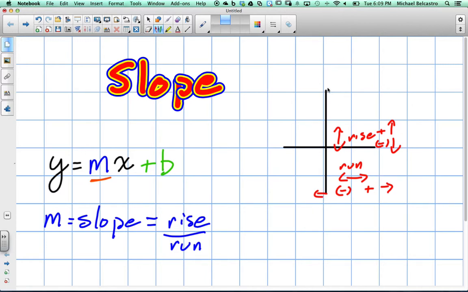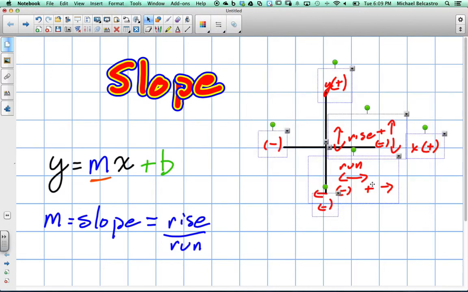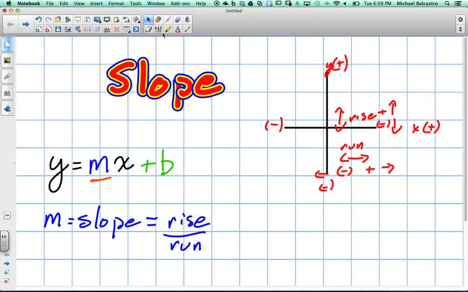Which makes sense, right? Because on the y-axis, this is positive, this is negative in terms of rising. And on the x-axis, to the right is positive and to the left is negative. So that's what they're talking about with rise and run. That's how we move around a grid. Okay, so we'll talk about how slope is equal to that idea. I'll move this out of the way.